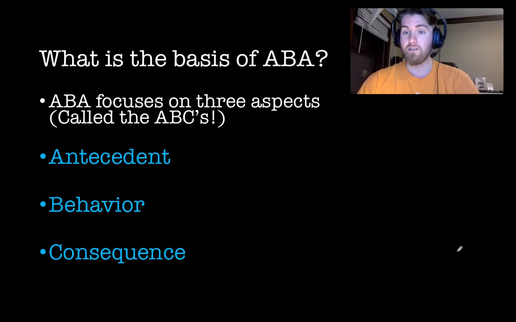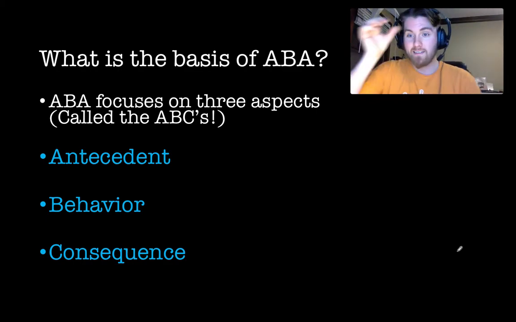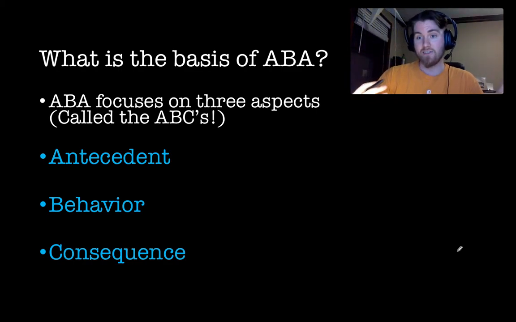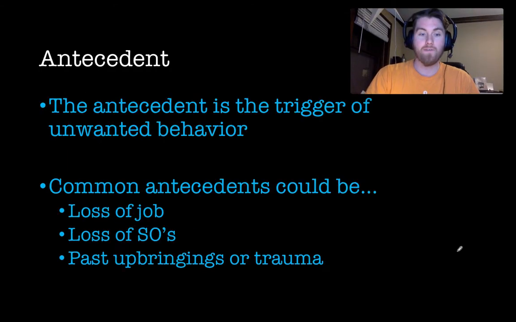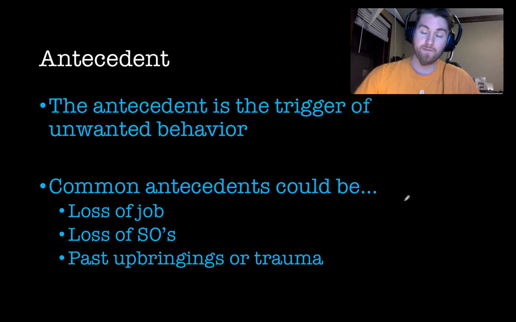So what we want to do is go through these three and really discuss them in detail, trying to figure out how exactly a person has made these decisions in order to create such an application for themselves. So our first one is antecedent. An antecedent is just the trigger of an unwanted behavior of some sort.